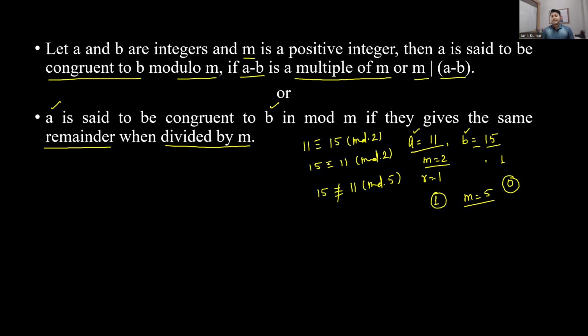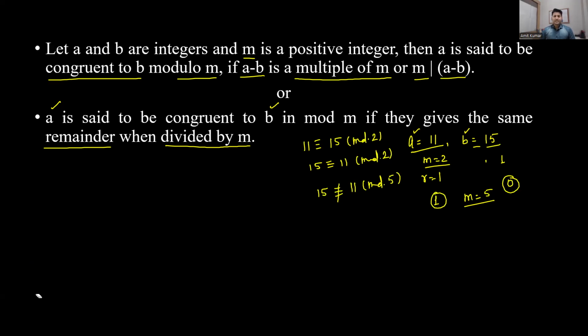The three parallel lines are used to denote the congruence relation. If not congruent, we will cross it. Okay, so this is how we can understand the congruence relation.